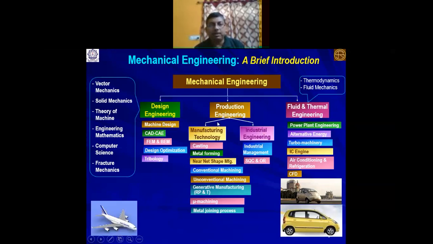And here I have mentioned, out of these three broad areas, what the modern trends are. In design engineering, the application of CAD/CAE and design optimization. Similarly, in fluid and thermal engineering, there is application of CFD. In production engineering, there is application of computer-aided manufacturing.